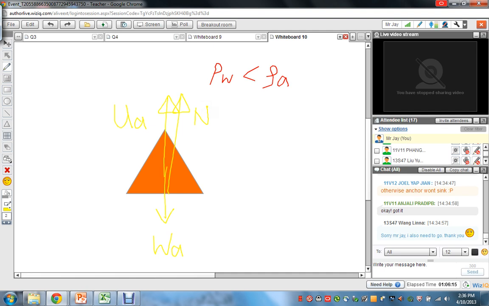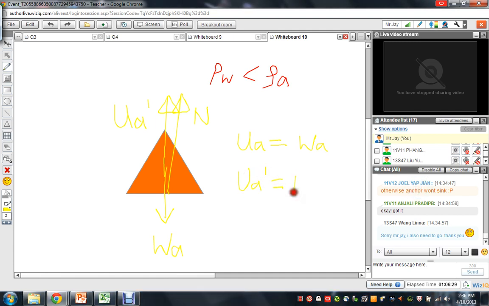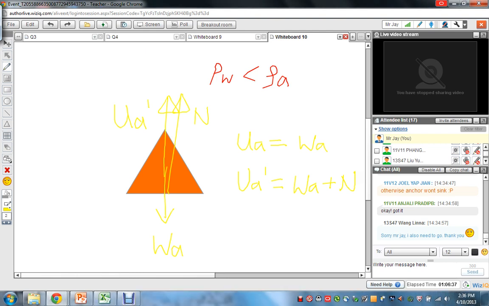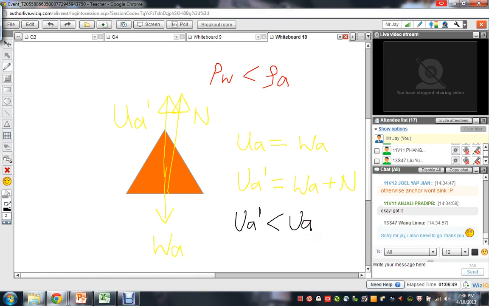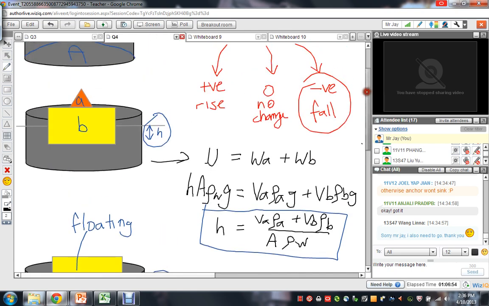So in the previous example, when it was floating on top of the boat, UA was equal to WA. But now, when it has sunk to the bottom, UA is equal to WA plus the normal reaction force. Also to say, UA after it has sunk to the bottom is less than the original upthrust when the anchor is actually floating on top of the boat. This UA is for when the anchor is floating on top of the boat, in this case here.